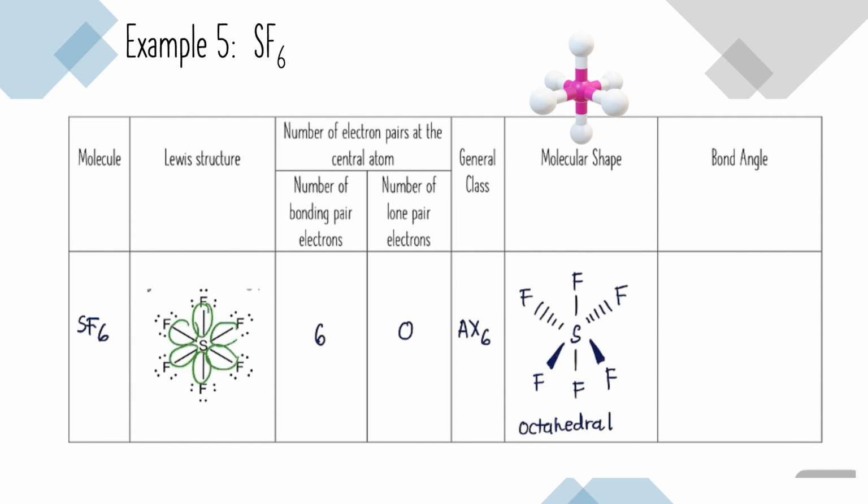So the bond angle for this molecule, between this bonding pair and this bonding pair, is 90 degrees to each other. So the bond angle would be F-S-F equal to 90 degrees.